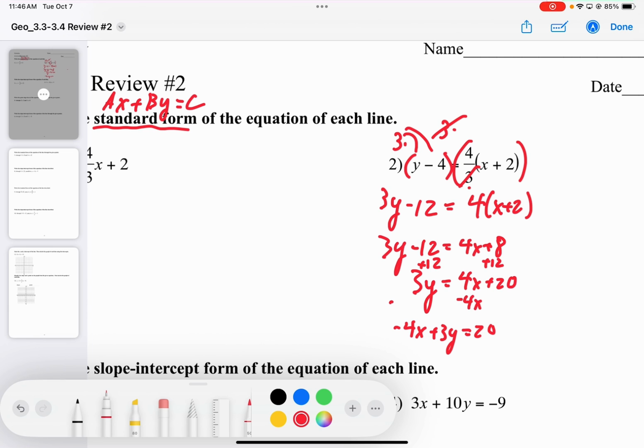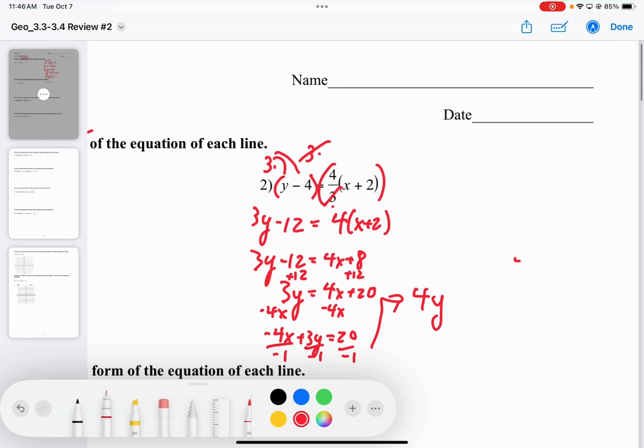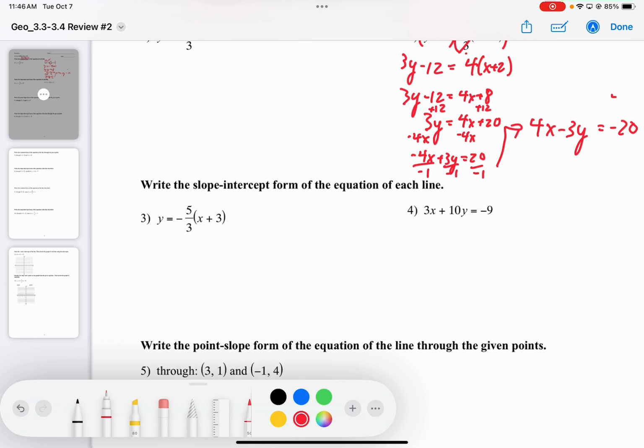I should show that, right? Minus 4x. No like terms to combine that with. I'm almost there. I have one step left. Yeah, I can't have my a value, or my number in front of x, be negative. So Molly's right. Let's divide everything by -1, which gives me 4y. No, I'm sorry. Yeah, thank you. 4x minus 3y equals -20. Okay? So in that case, I actually think getting rid of the fraction from the get-go is a little easier.